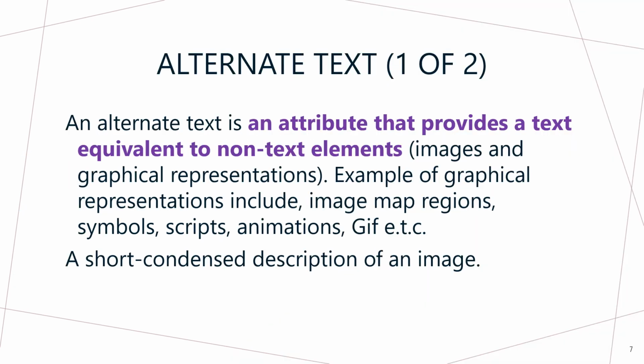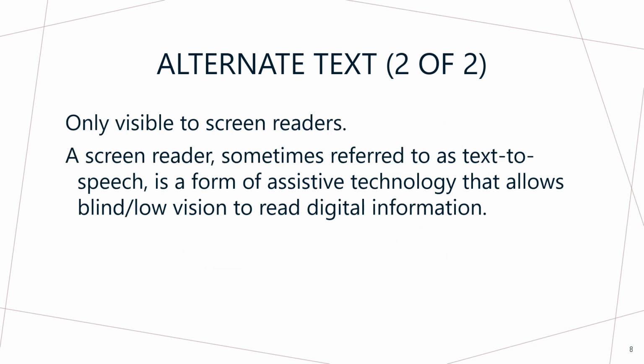The trainees will be educated on the difference between an alternate text and an image description, highlighting that alternate texts are only visible to screen readers. A screen reader, sometimes referred to as text-to-speech, is a form of assistive technology that allows blind or low vision users to read digital information.